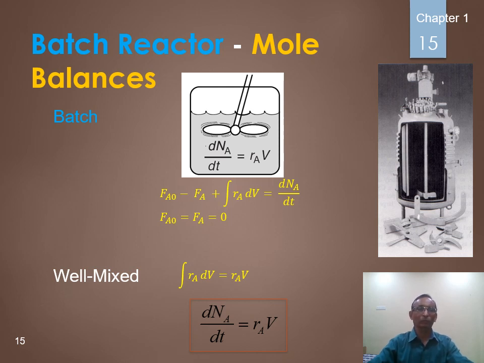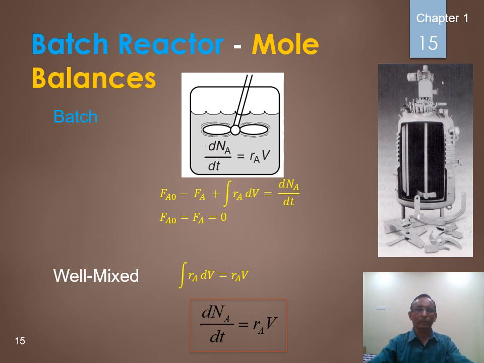But basically, in this first lecture we are going to discuss only the general equation for batch reactor design. We are going to derive all the design equations with the help of the mole balance equation, that is Fa0 minus Fa plus integral Ra dV is equal to dNa by dt. This you have to remember. This is the general mole balance equation. The number of moles is going to change.